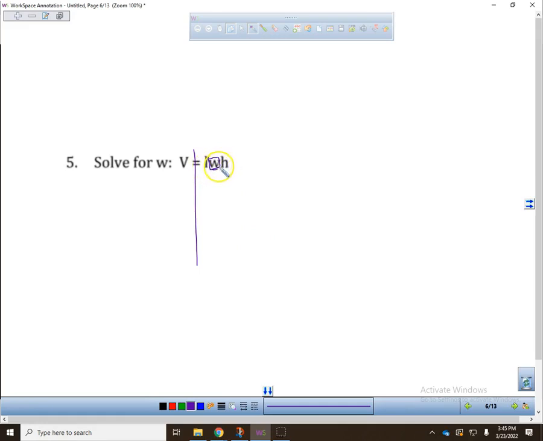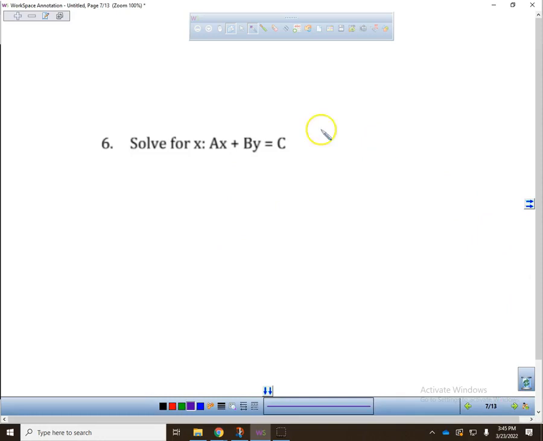So I see that W is being multiplied by both L and H. So I'm going to go ahead and divide by L and H. I must do that on both sides. Which leaves me with V over LH equals W. If you feel more comfortable writing it like this, you can. W equals V over LH. So there's your literal equation where we're solving for a variable with no additional values other than just variables in the problem. Here's another one.